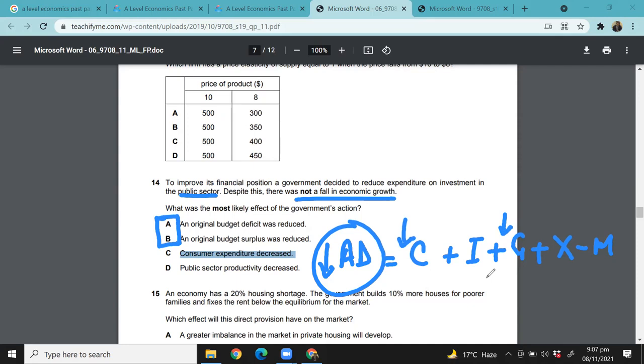Now think about this. One thing I really want to tell you is that sometimes MCQs, if you ask me, this was a stupid MCQ, because it never talks about economic growth in the options. But you have to read the options very carefully and see which of these is linking to what the statement says. Now think about this. Expenditure on investment in the public sector. So you did understand that G is reducing.